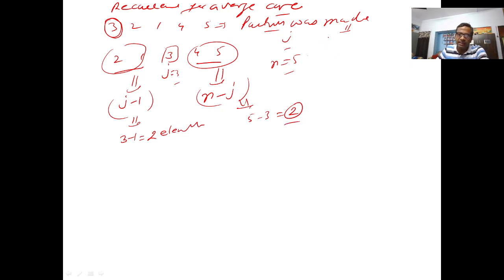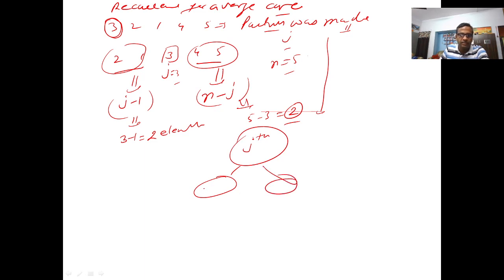So after every call to partition, there is one element which is settled at the jth position. Two lists are going to be there, one of size j minus 1, the other of size n minus j. Now try to replace this j with k. So there will be two lists, one of size k minus 1 and the other containing n minus k elements.